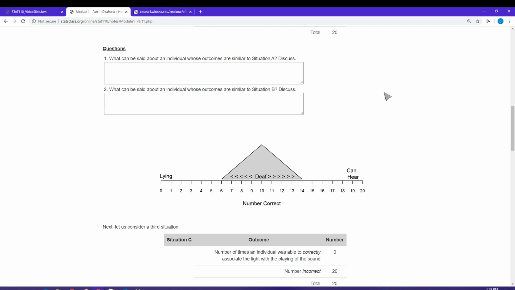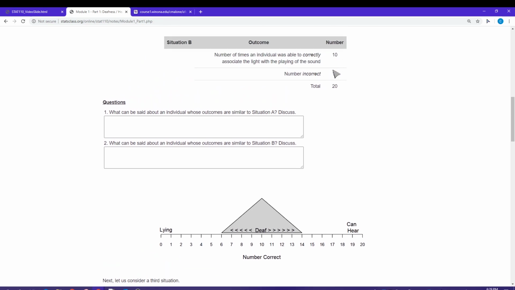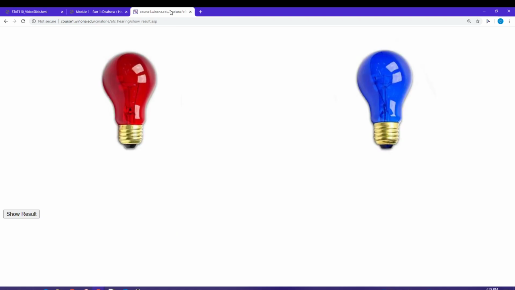Now, if they're in situation B, where it's kind of half and half here, then that's going to mimic a situation where somebody cannot hear. So that was the situation of the deaf.